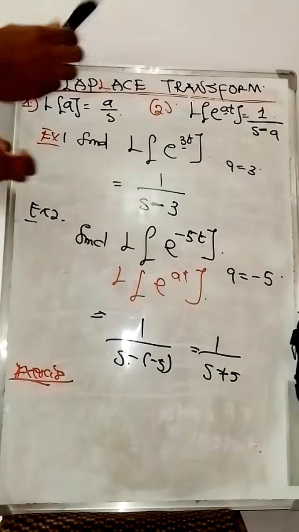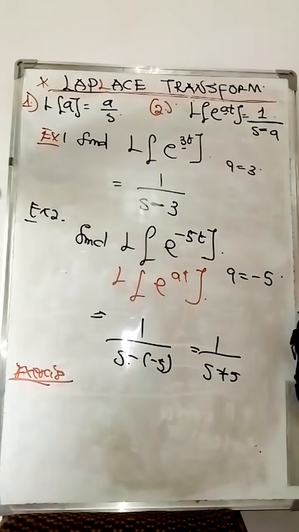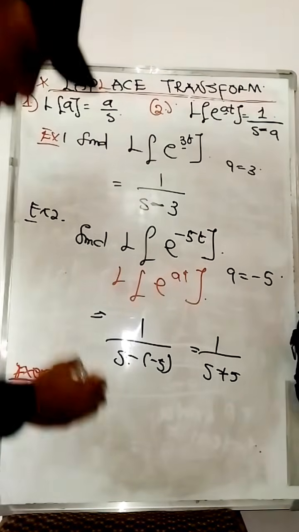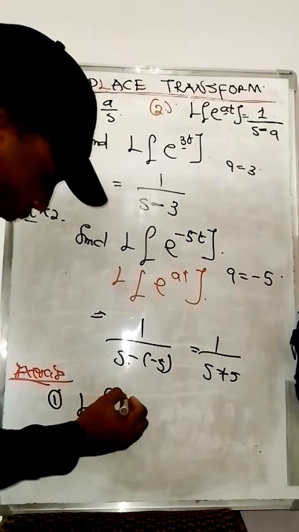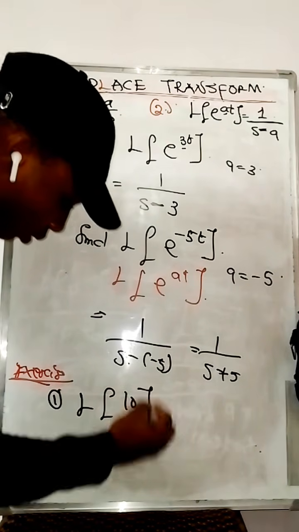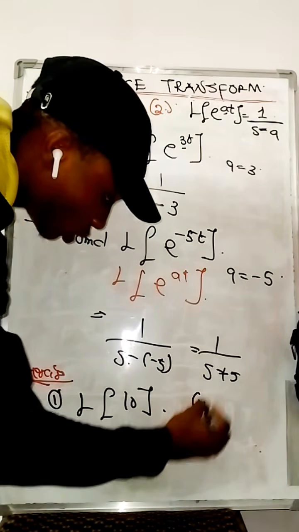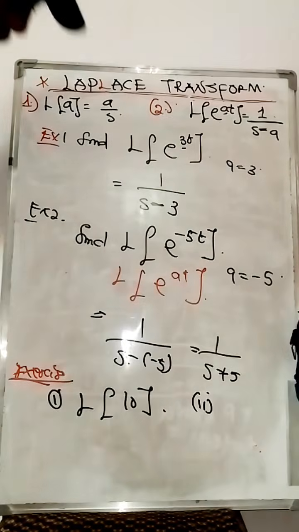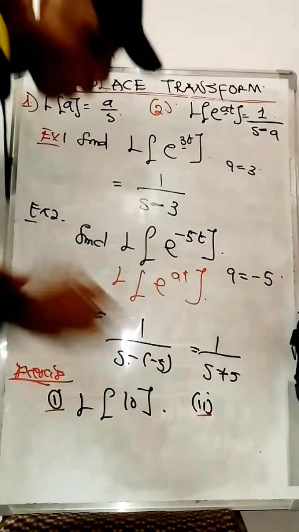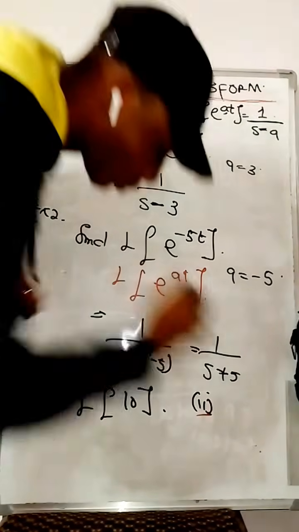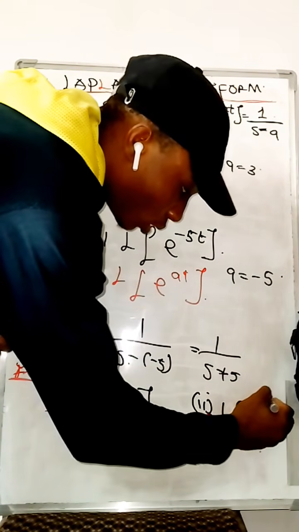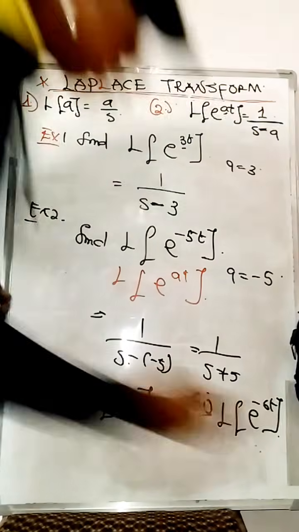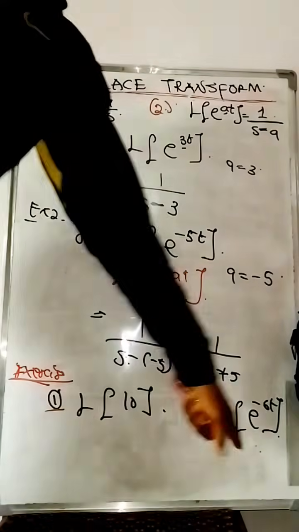I have one exercise for the first expression we derived and another for the second expression we derived. So I want you to find the Laplace of 10, and the second question says find the Laplace of exponential minus 60. So I believe you can tackle these two examples.